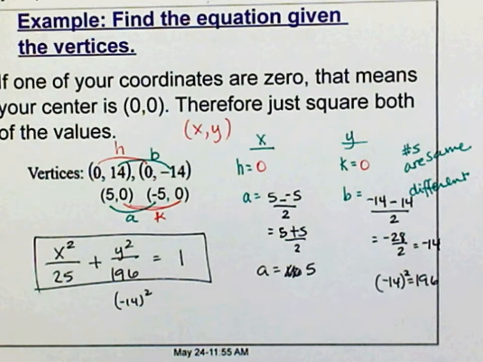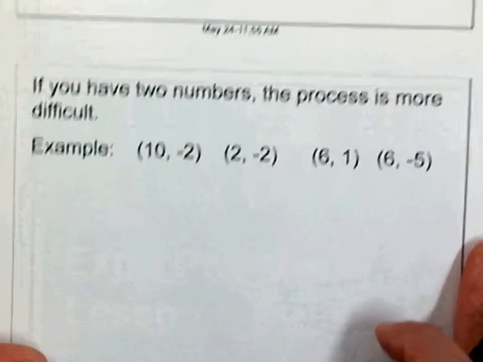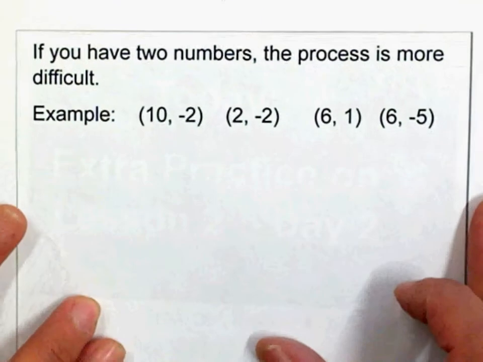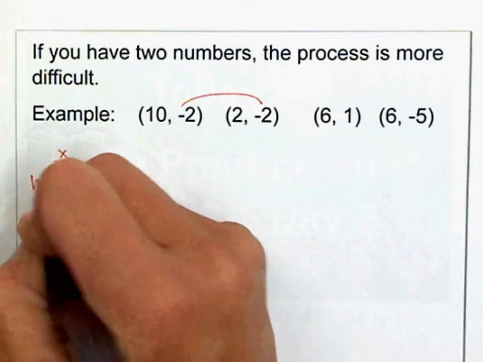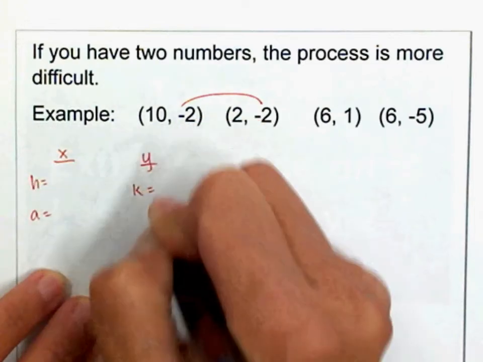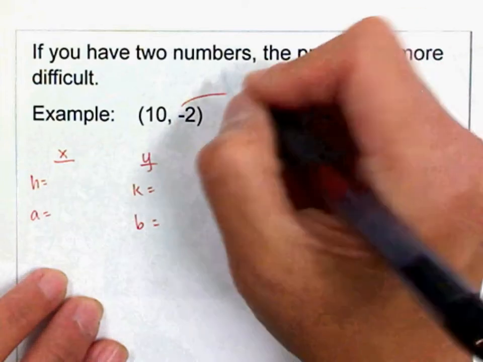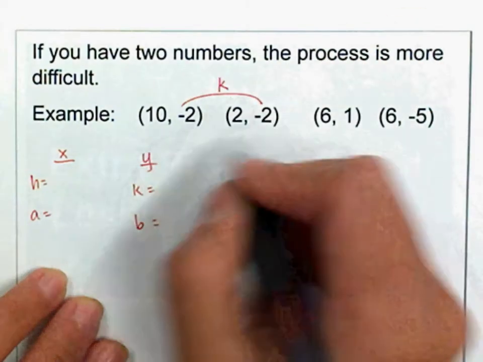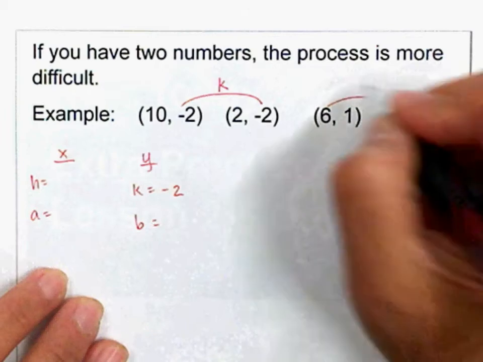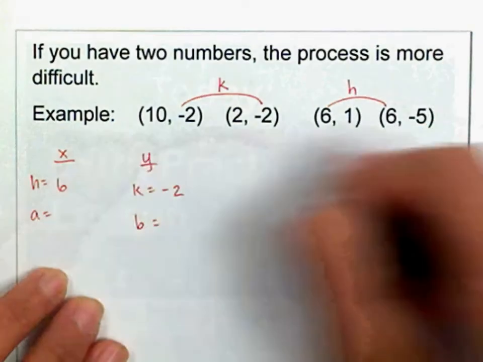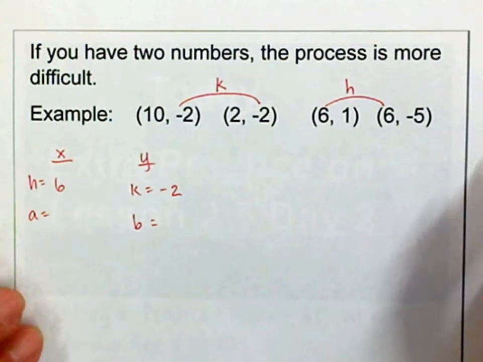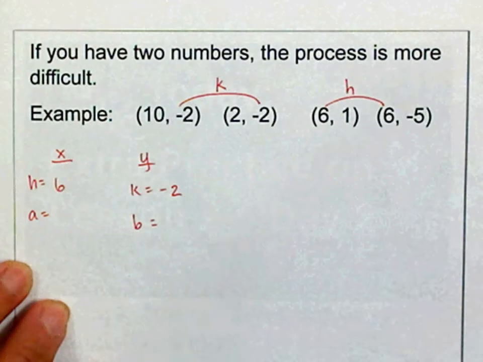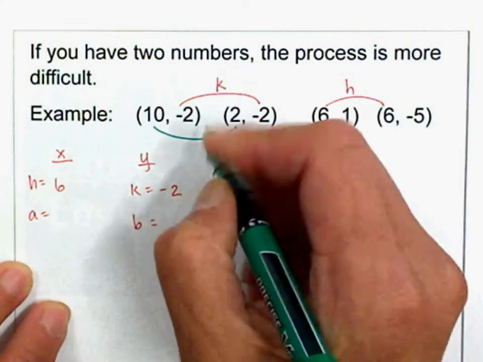Okay? Let's do another one. All right. Here we go. What if your numbers are different? Negative, negative 2. I'm going to write x, h, a, y, k, b. Here is your k because it's in the y position. Here is your h because it's x, and the numbers are the same. You guys see that? All right. Now let's look at our a. 10 and 2. It's x, so that's your a.